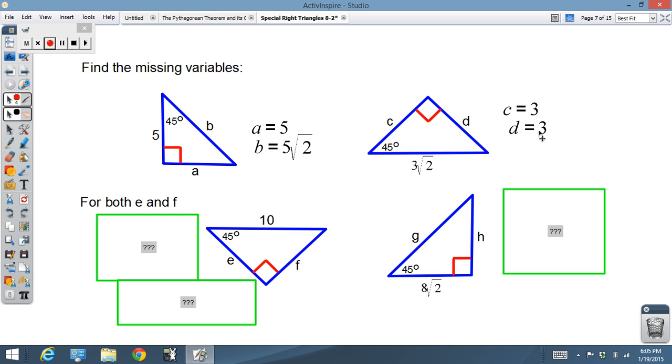They must both be 3. All right. Now, E and F have to be the same, but this time we got a 10. All right, so E and F must be 10 divided by the square root of 2.